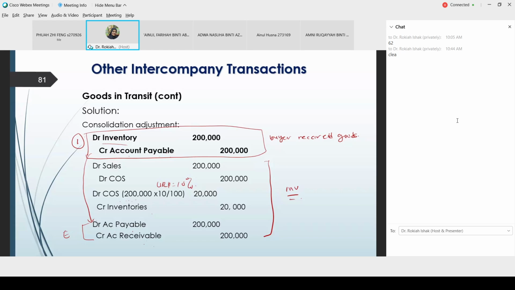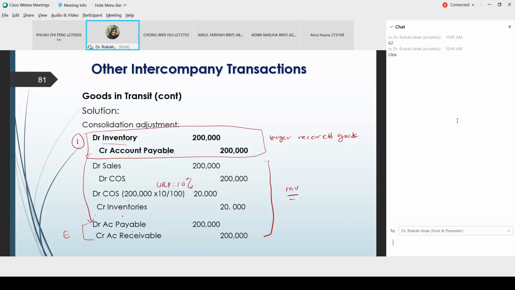Doctor, I have a question. So the first journal entry is from the buyer's perspective and the remaining are the seller's. The first journal entry is debit inventory, credit accounts payable. This one is the buyer's record, and the remaining three are the seller's record. This one is the buyer's record because the buyer is going to receive the inventory and then create the accounts payable because they have not yet paid.